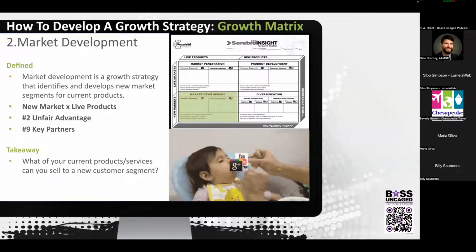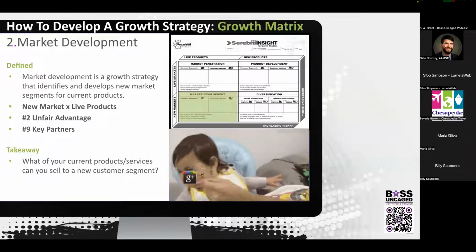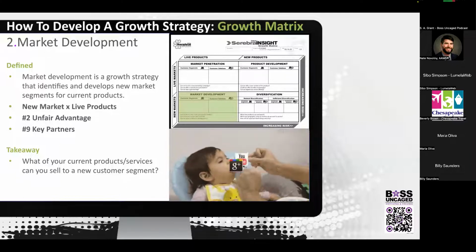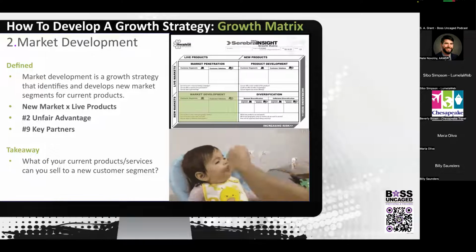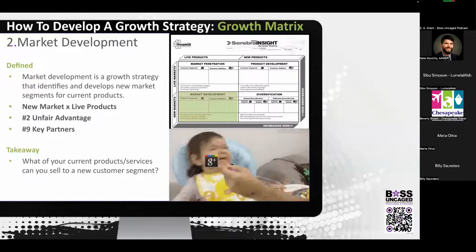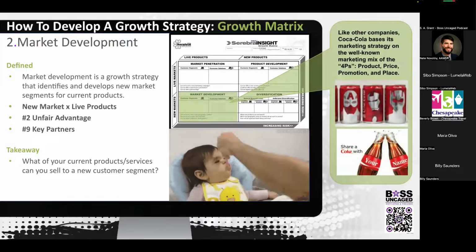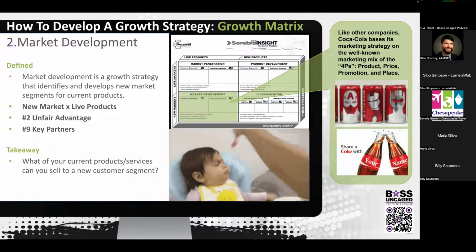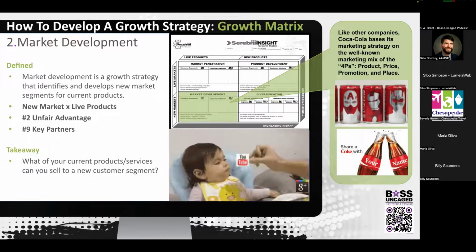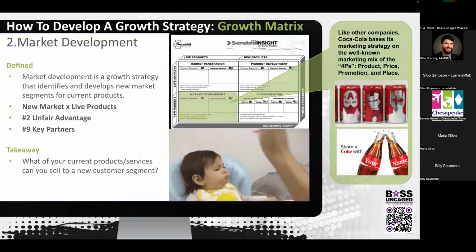Market development essentially is your new market with your current product. In addition to this, this is where you apply your unfair advantages and your key partners. What does that look like for Coke? Well, they partnered with Marvel, and they also did a brand marketing strategy where they said, okay, we want to talk to new people. Let's put their names on the bottles.